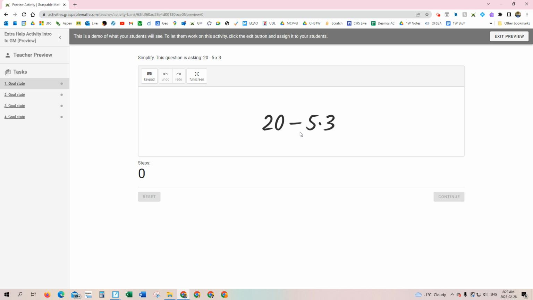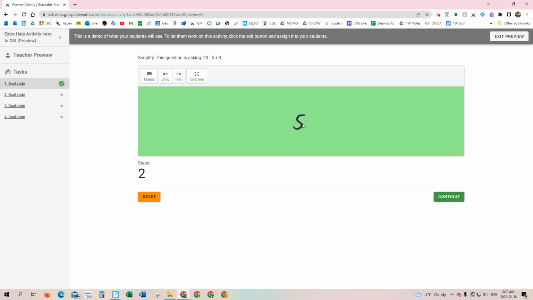To perform an operation in Graspable Math, you just click on the operation. But notice that if I click on the subtraction, it's going to shake and say, nope, can't do that, because it knows that you have to multiply before you subtract. So in this case, I'm going to click on the little dot to multiply 5 times 3, and it gets 15. Now I should be able to subtract 20 minus 15 to get 5. You'll know that you've simplified it correctly when the box turns green.